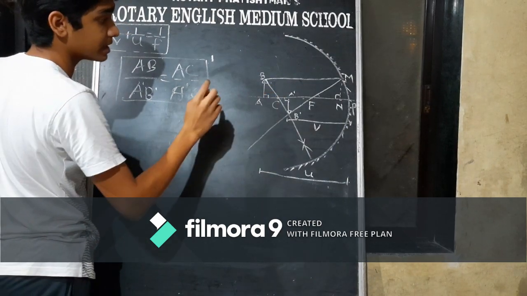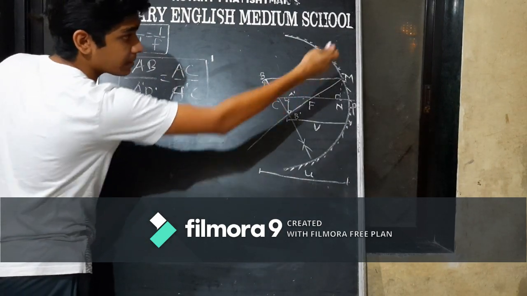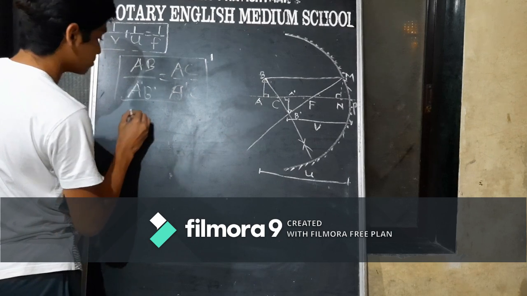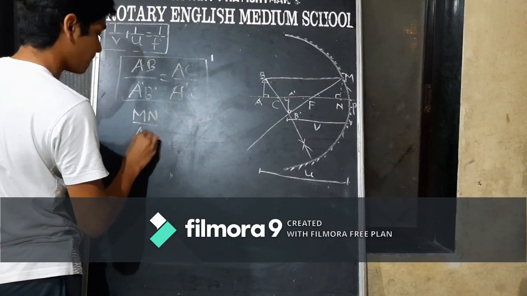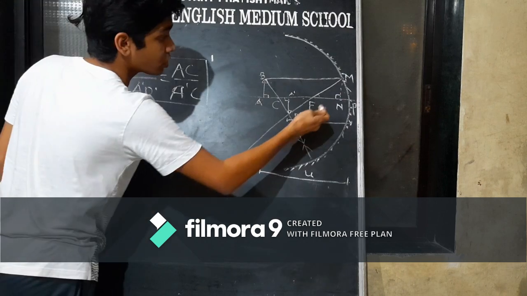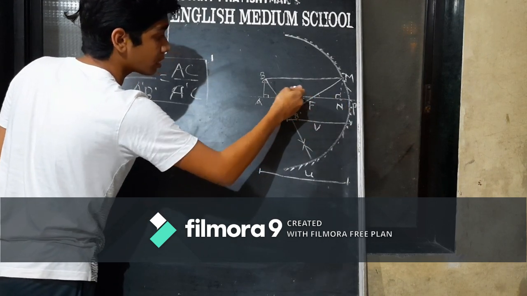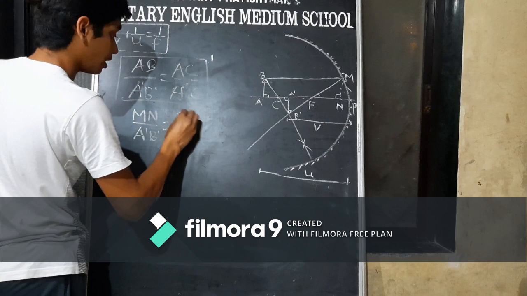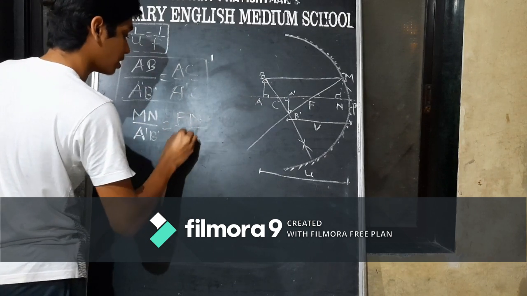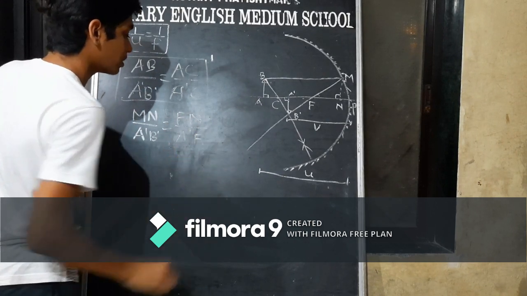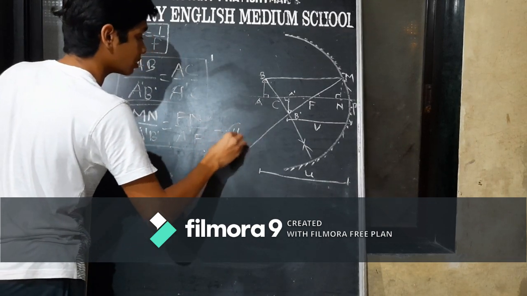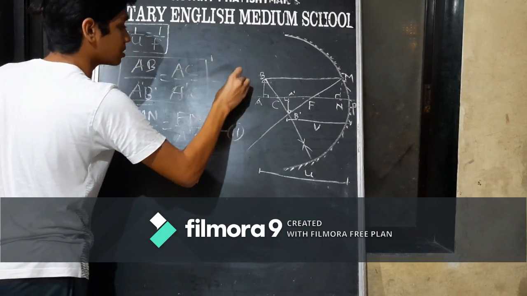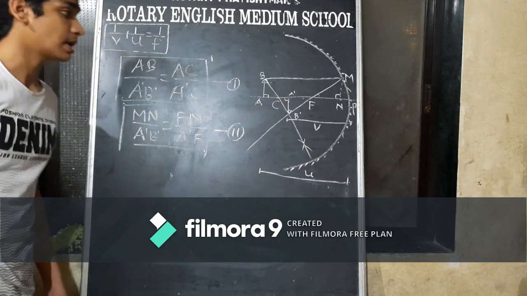So we can take the sides in proportion. Let's take side MN upon A dash B dash equals FN upon A dash F. Now let this be the second equation, and this is the first equation.